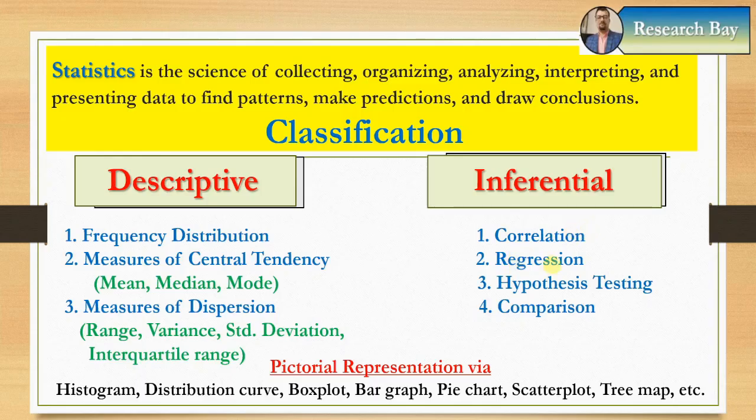Then there is regression. How is regression different from correlation? Regression is used for predictive analysis, predicting the value of a third variable. Then there is hypothesis testing, wherein you lay out the hypotheses, an alternate and a null hypothesis.